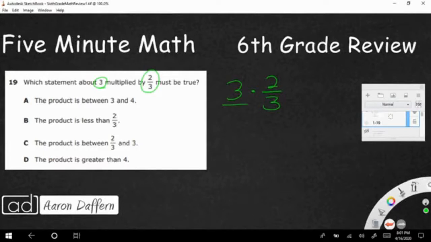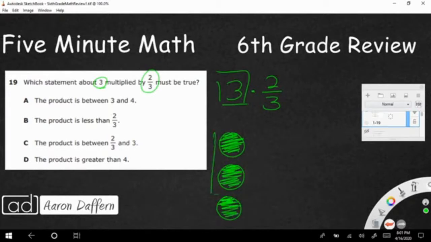I'm going to represent this 3 with 3 circles. There's my 3 circles, and I want to take 2/3 of that. Well, I've got 3 circles, so each third is going to be 1. If I take 2/3 of that, there's my 2/3. So 2/3 of 3 looks like it's just going to be 2.